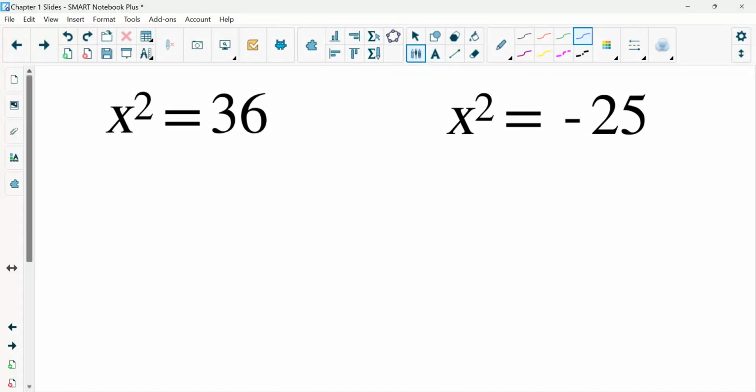All right, take a moment and solve those two equations for x. x squared equals 36, and then x squared equals negative 25.